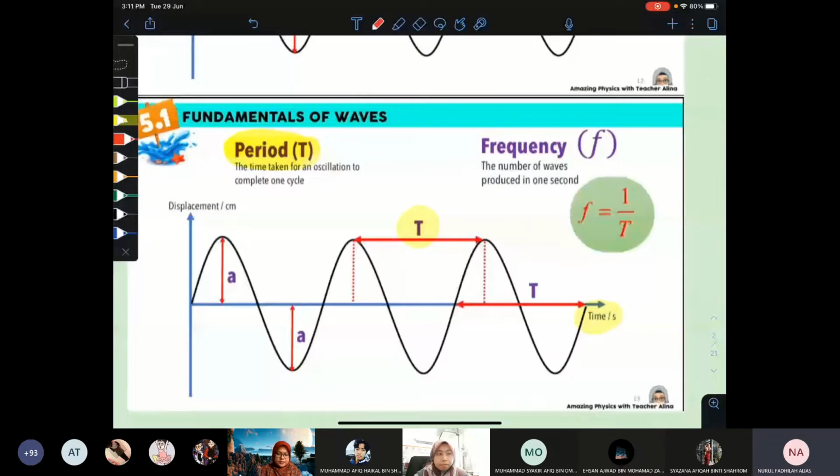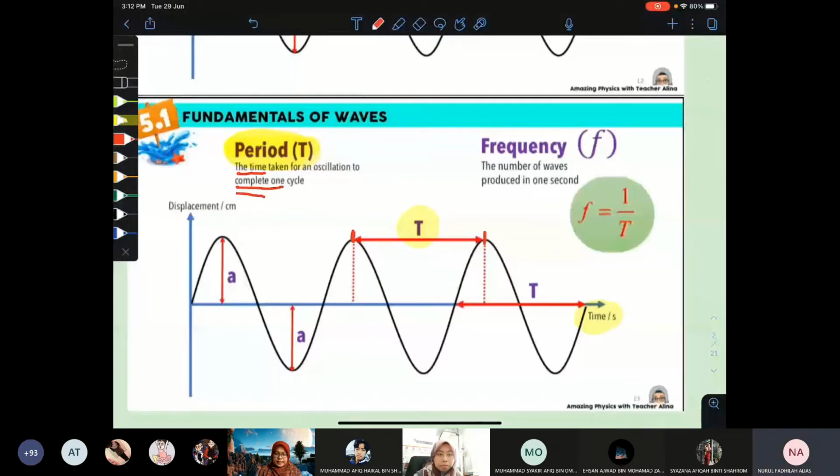Period is the time taken. Time taken for what? For one complete oscillation. Very good. Who was that? They must mention complete. So it has to be complete. So like the successive just now, if I start from here, I have to stop at the successive peak. Successive means the next one, right? Cannot skip to another one.